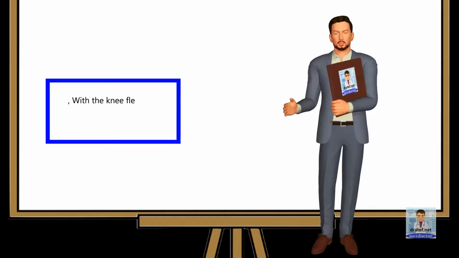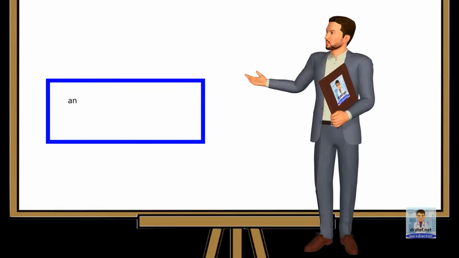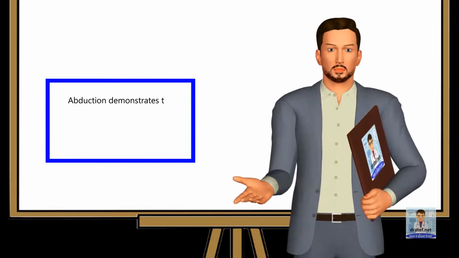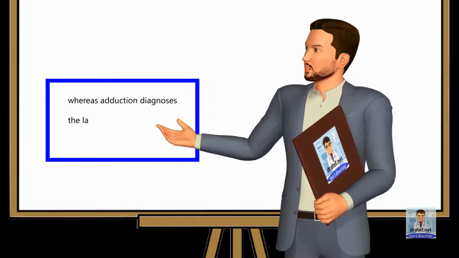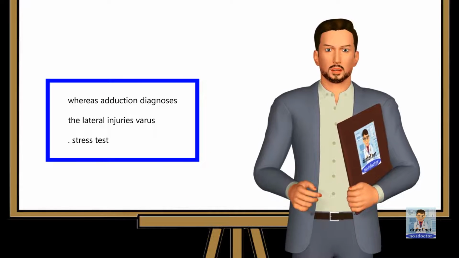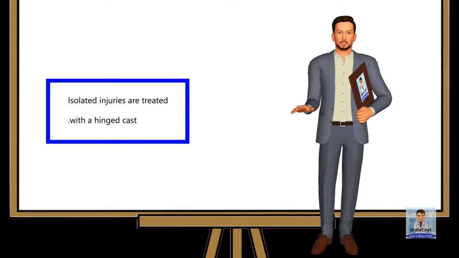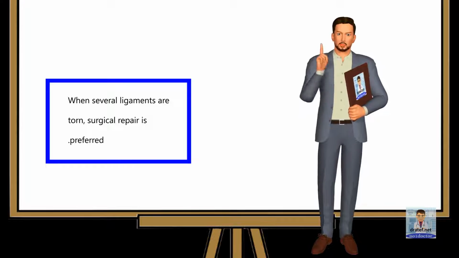With the knee flexed 30 degrees, passive abduction or adduction will produce pain on the torn ligaments and allow further displacement than the normal leg. Abduction demonstrates the medial injury's valgus stress test, whereas adduction diagnoses the lateral injury's varus stress test. Isolated injuries are treated with a hinged cast. When several ligaments are torn, surgical repair is preferred.